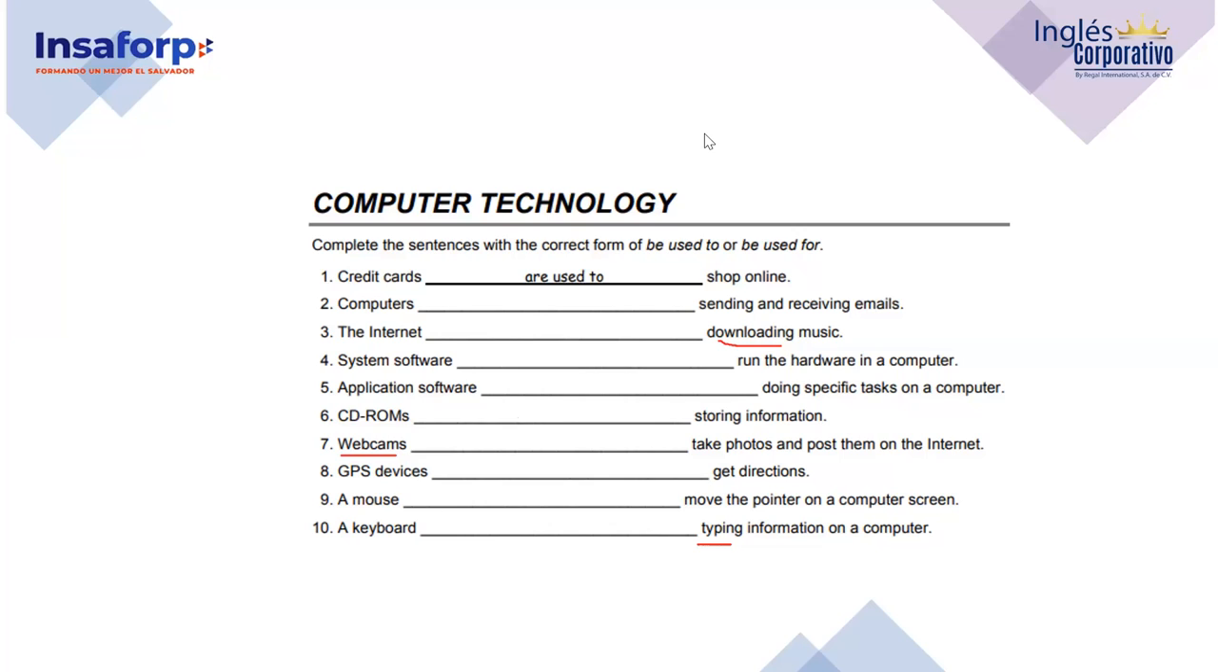Keyboard, very good. This word keyboard is singular or plural? Miguel, singular or plural? Plural. Okay. What is a keyboard? Well, singular because it is one. Exactly. So we have singular. Is or are? Which one is? Is. Exactly. So we have a keyboard is used for typing information on a computer.